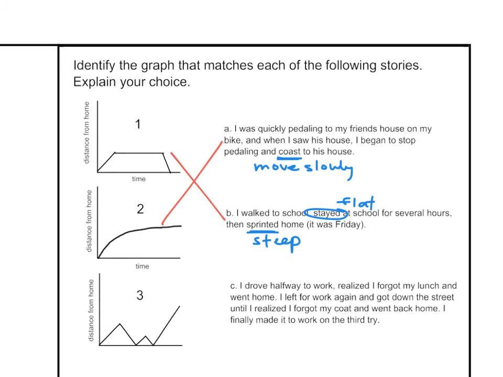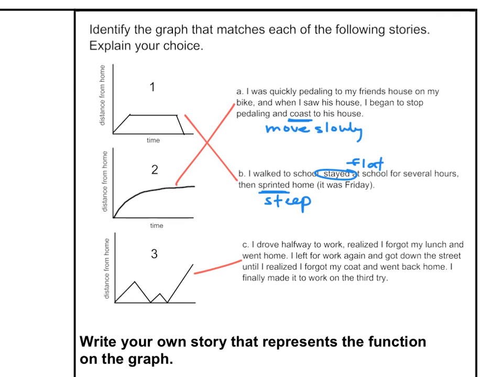And then the last one, obviously, is 3, but let's make sure we understand why. Drove halfway to work, realized I forgot my lunch, and went home. There's your key right there. Went home has to switch directions and go back to that bottom line. So went back home, which is the horizontal line at the bottom.